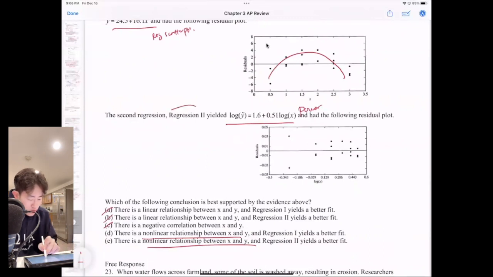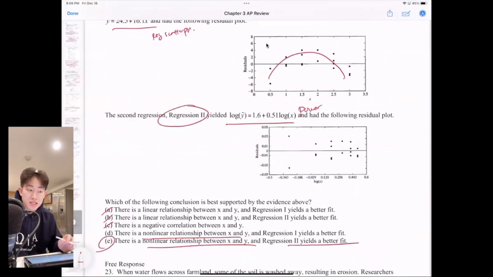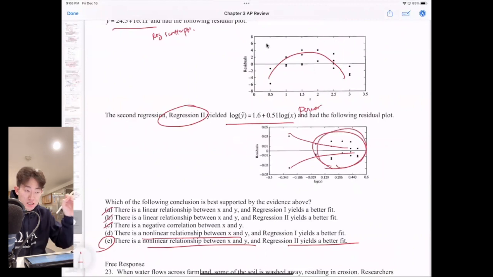And seems to me that regression 2 is a better fit. So it's E, because there's absolutely no pattern. I mean, if you call this a pattern, this is not a pattern. This seems like it's very scattered throughout. It's obviously better than this, of course.